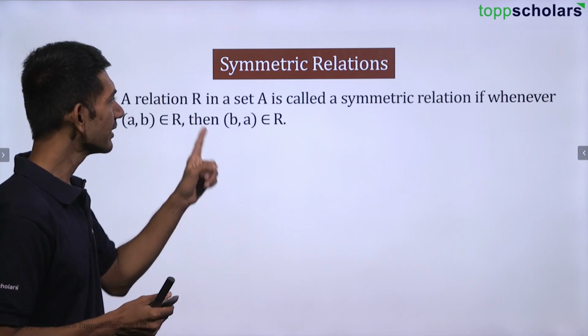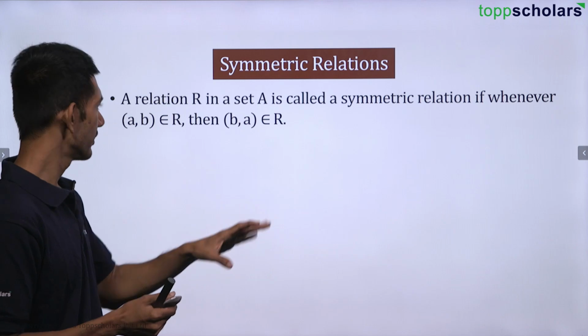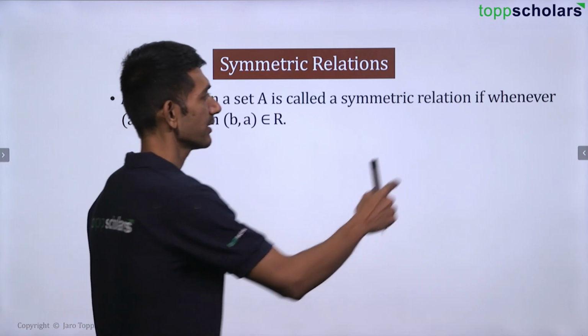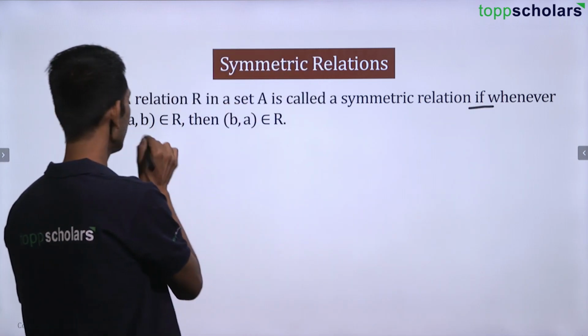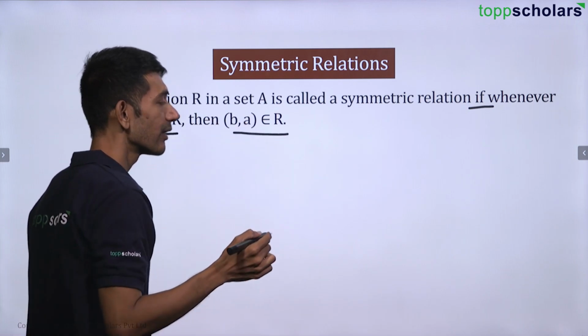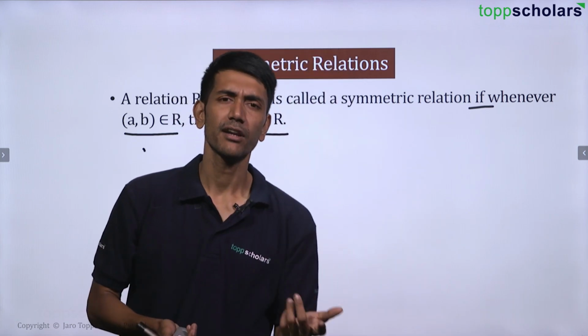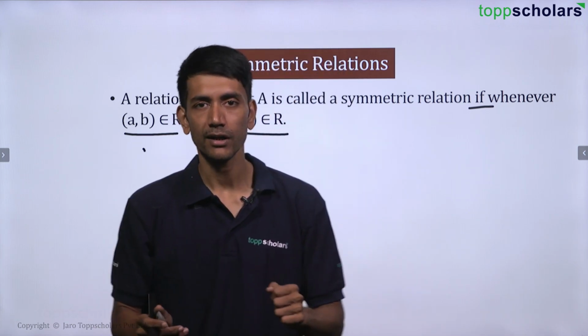A relation R in set A is called a symmetric relation if, whenever (A, B) belongs to R, then (B, A) also belongs to R. If that is the condition, then we say it is a symmetric relation. I'll give you a simple example of symmetric relation.